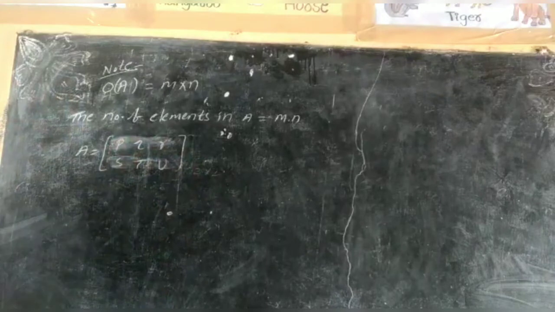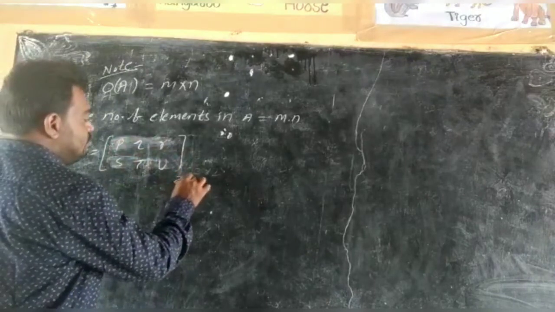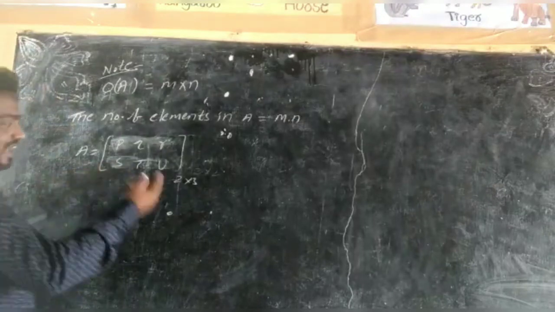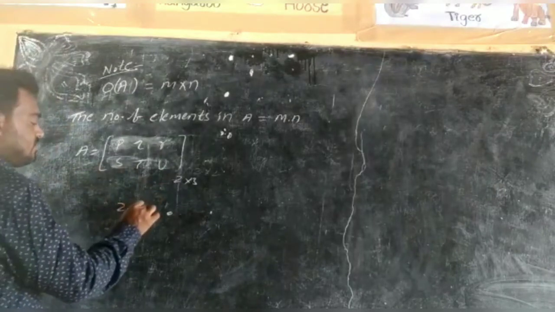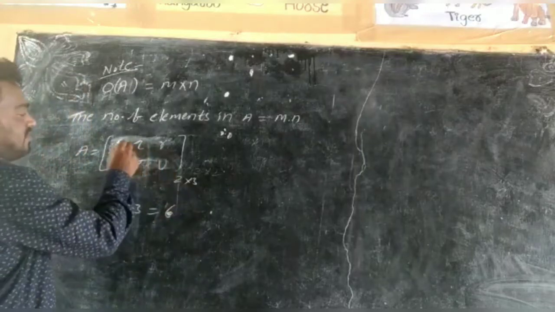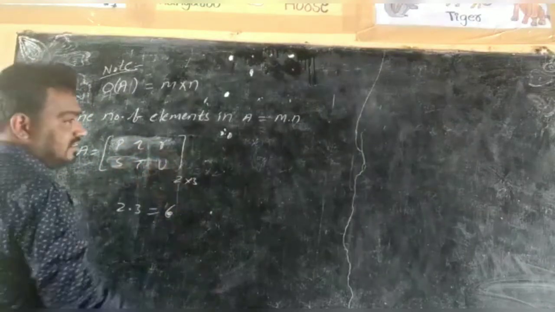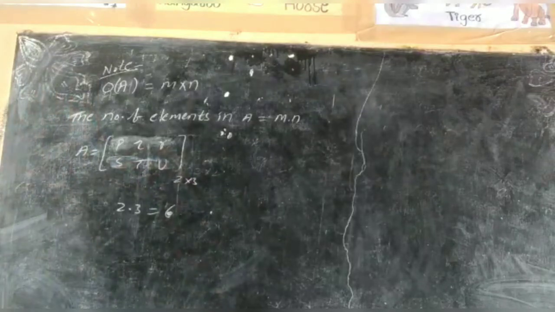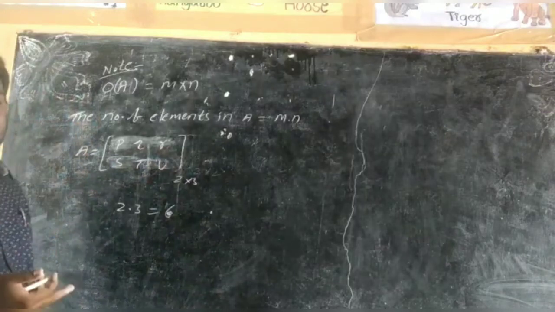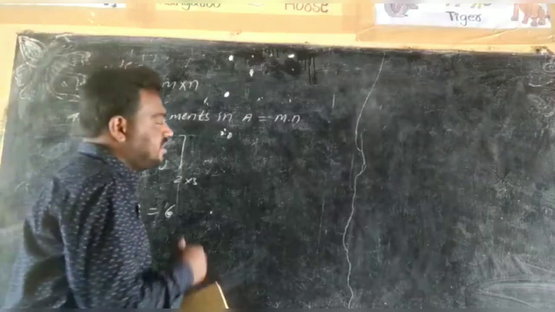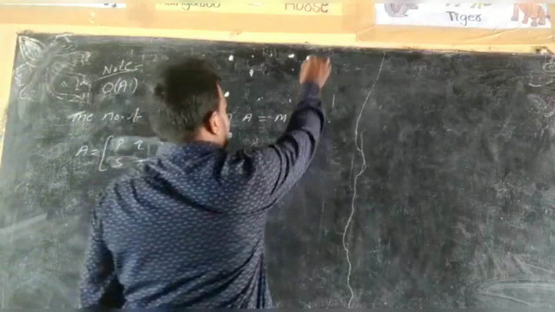What is the order of this matrix? This matrix has 2 rows, 3 columns. So how many elements? The number of the elements is equal to 2 into 3, 6 elements. You count this. How many elements are there? 1, 2, 3, 4, 5, 6. So that means the order of the matrix is M cross N, and the number of the elements in that matrix is M into N. You remember this point. Next, based on this, we have one problem.